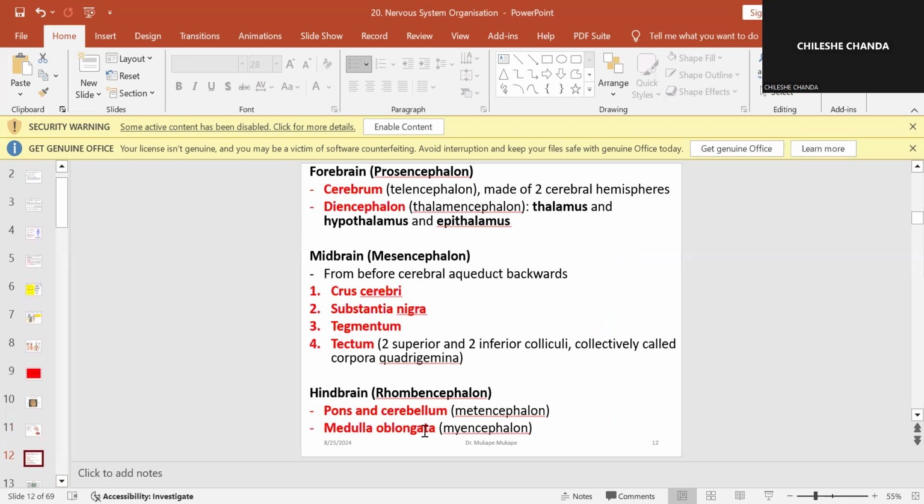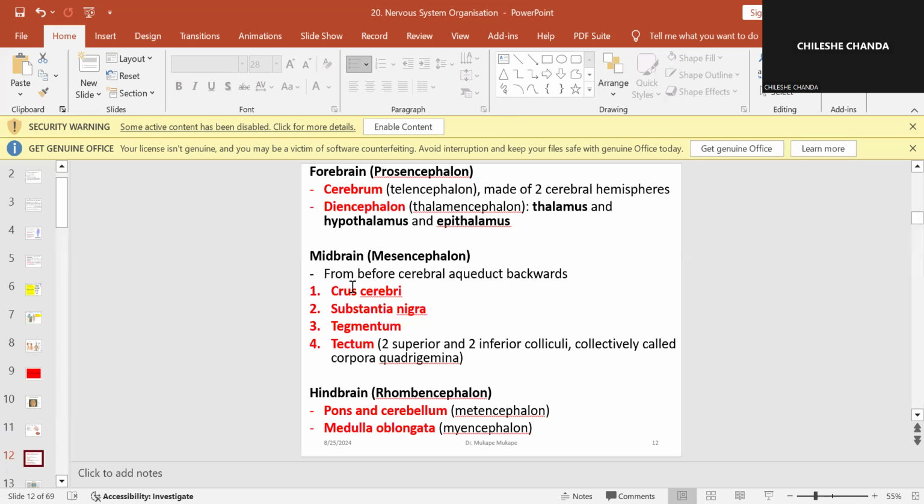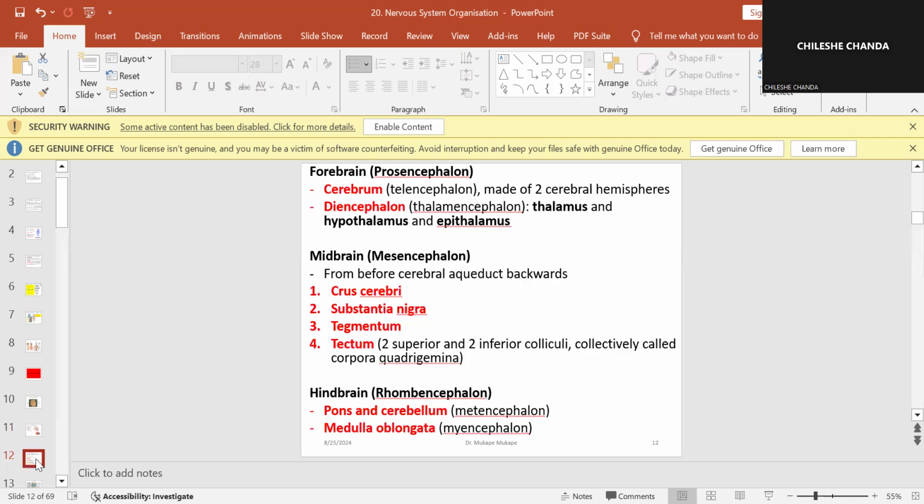So we are saying that the forebrain, which is also known as the prosencephalon, is made up of the cerebrum as well as the diencephalon. If you look at this same picture, the cerebrum and the diencephalon make up the forebrain. So we have the telencephalon and the diencephalon in the middle here. That is what is going to make up the forebrain.